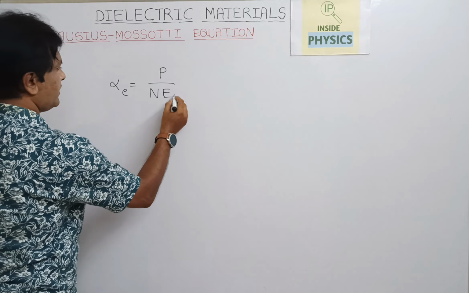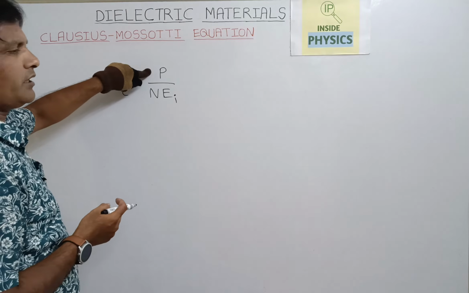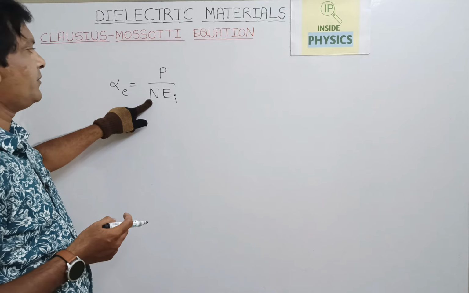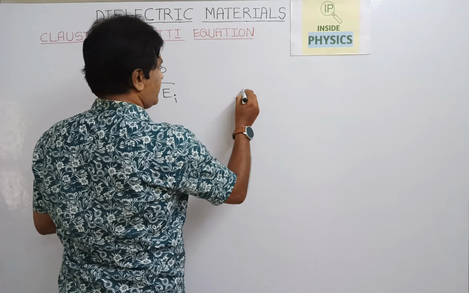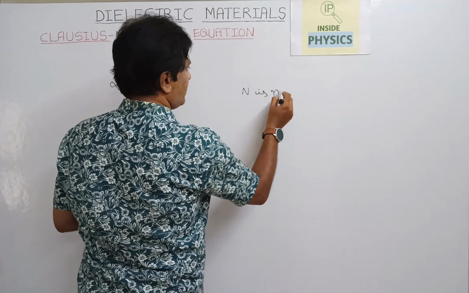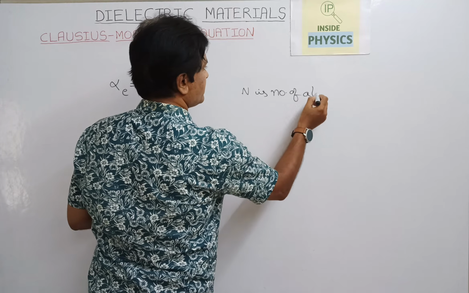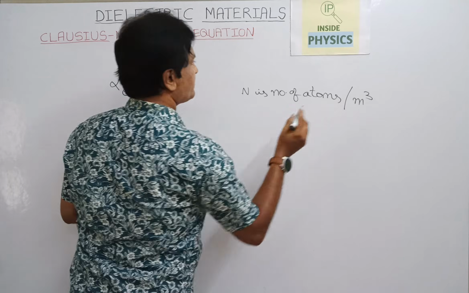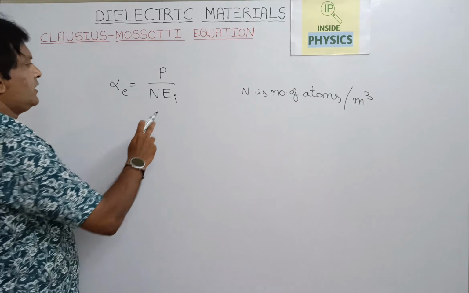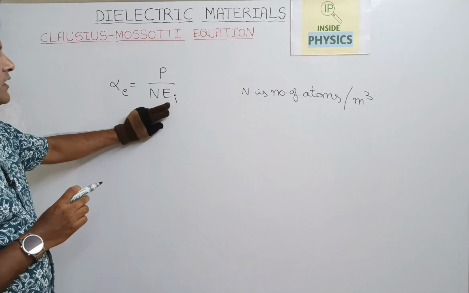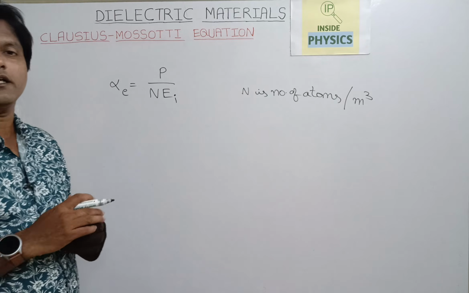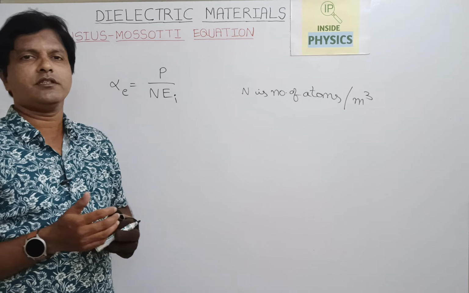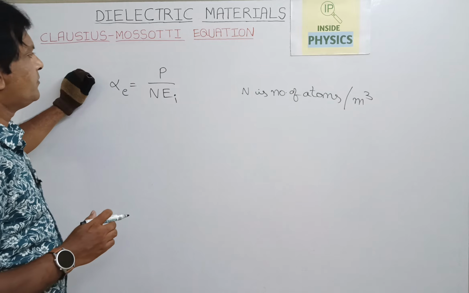We will know the terms here. P is the polarization due to all the atoms. N is the number of atoms per meter cube, you can take it as per unit volume. Here E i is the internal electric field which we have calculated as the Lorentz internal field, in a previous video that I have already taken.